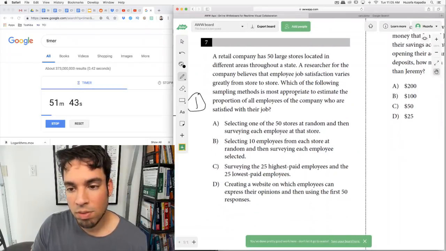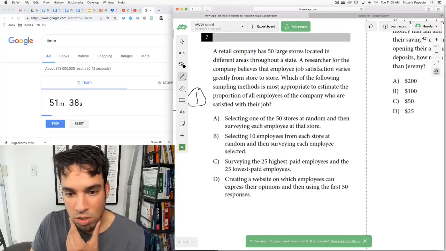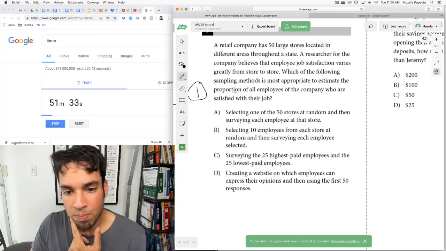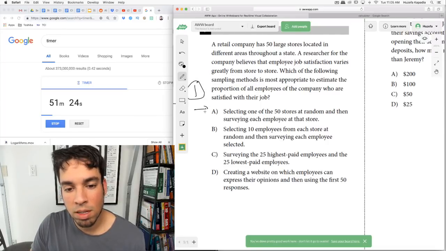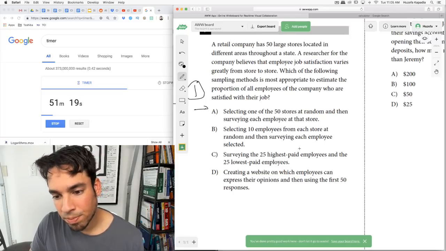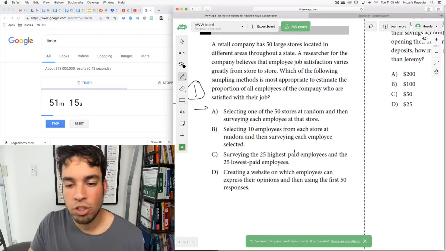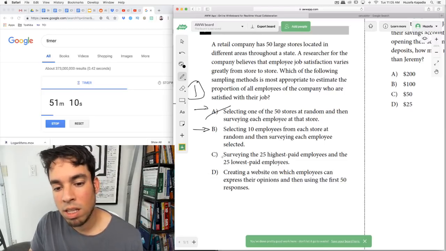Next, a retail company has 50 large stores located at different areas throughout the state. A researcher for the company believes that employee job satisfaction varies greatly from store to store. Which of the following sampling methods is most appropriate to estimate the proportion of employees who are satisfied? Selecting one of the 50 stores at random and then surveying each employee at that store. This is not bad. I like the random. Selecting 10 employees from each store at random and then surveying each employee selected. That's actually better because it's more varied across all the stores. So I like that better than A.